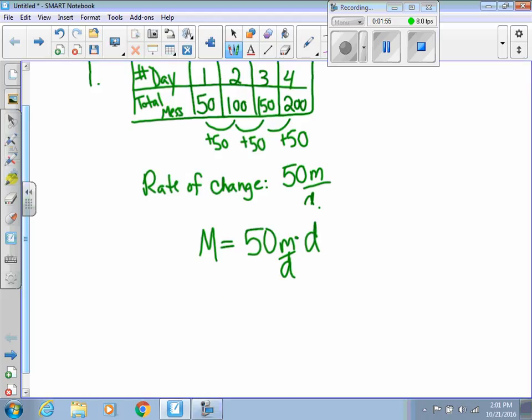So they ask for the number of messages in 30 days. So we're going to plug in 30 for D. And we find that the total number of messages in 30 days is 1,500 messages. What? 50 times 30.